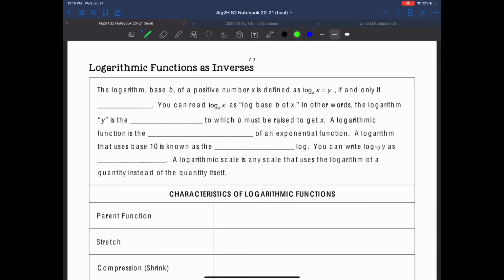Today we're going to talk about a new type of function called the logarithm, and we're specifically going to talk about it in terms of being an inverse of the exponential function. So let's go ahead and do a little introduction to the idea of what a logarithm is.